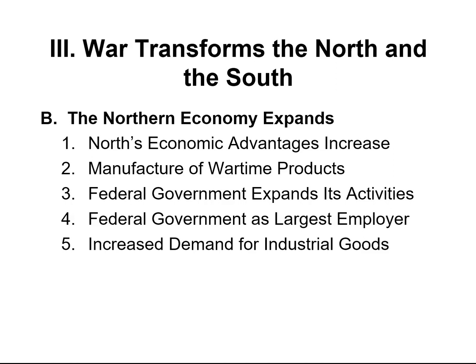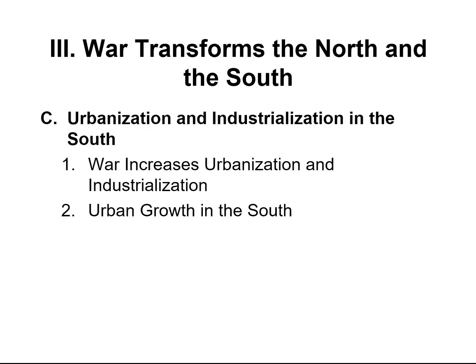The increased demand for northern industrial goods was complicated by a dwindling labor force due to the war. Manufacturers responded by mechanizing more tasks, hiring more native-born women and children, and promoting European immigration to the United States. What does it do to the South? Well, it increased urbanization and industrialization in the South. The needs of the military required an increase in Southern industrial output, which resulted in urban growth as laborers moved to the cities for jobs in new factories.